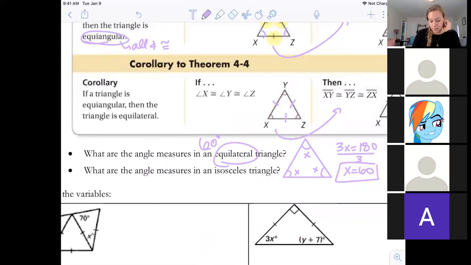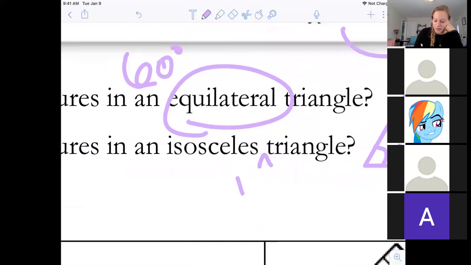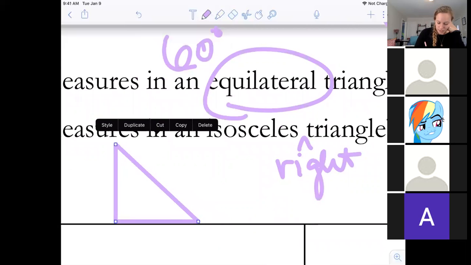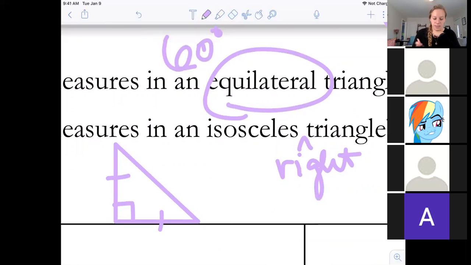All right, the next one says, what are the angle measures of an isosceles triangle? I think I wanted it to be an isosceles right triangle, because that's way more interesting than just an isosceles triangle. Let me make it a little bit more to scale. Okay, so an isosceles right triangle has a right angle, and then these two legs are congruent. And so I want to know what these angle measures are. Someone I haven't heard from. 45. Why is it 45, Van?